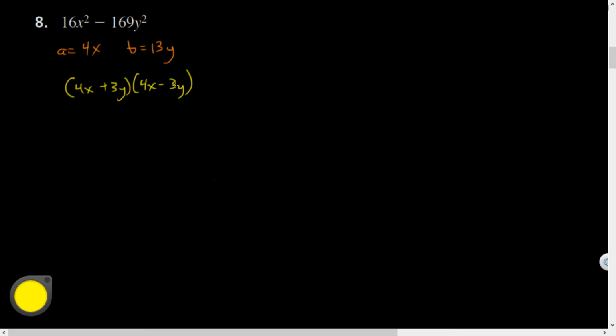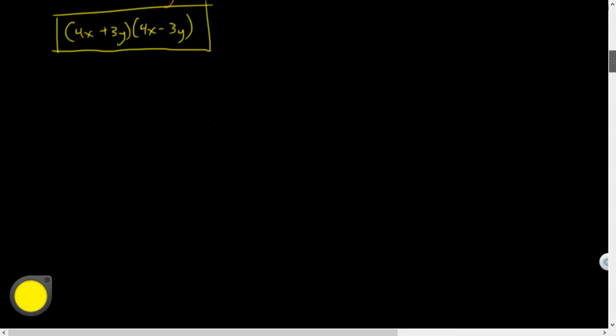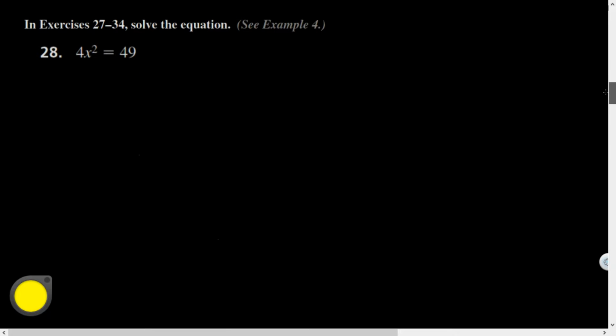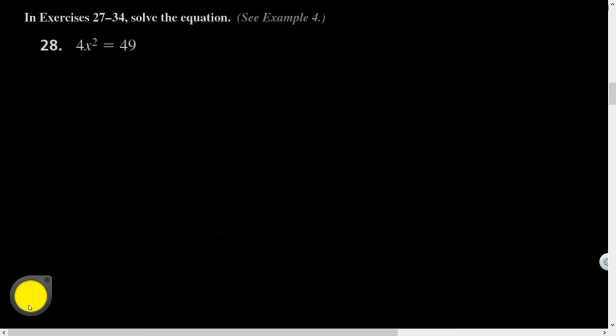All right, so that's how these problems ended up working until we got to what happens when there's an equal sign. And just like the previous factoring problems, we're going to use the zero product property. I'm going to set this equal to 0.